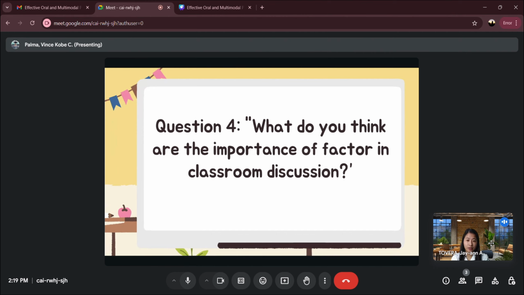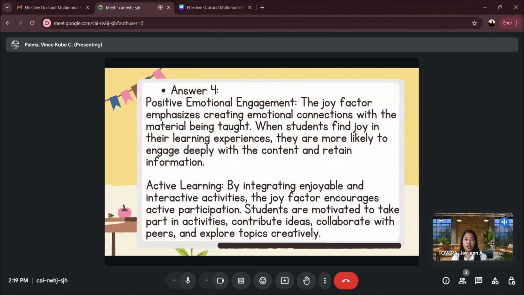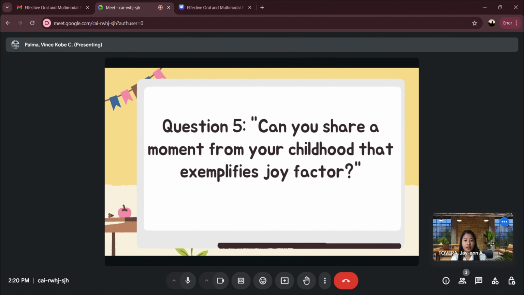Second to the last, what do you think is the importance of joy factor in classroom discussion? Yes, you got it right. The answers are positive emotional engagement and active learning. And the last one, this is for all. Can you share a moment from your childhood that exemplifies joy factor? All of you have different answers because this is a case-to-case basis scenario. We don't have the same childhood memories, right? As for me, this is my answer.